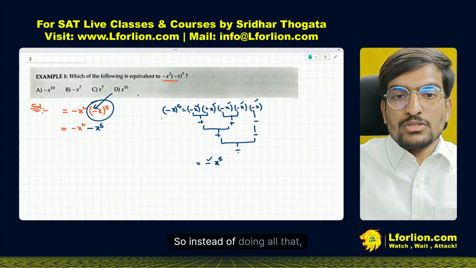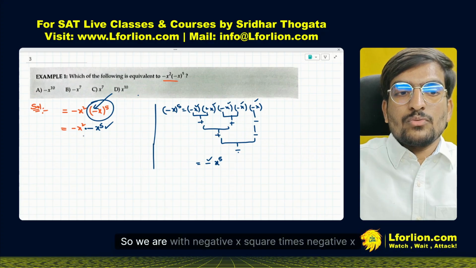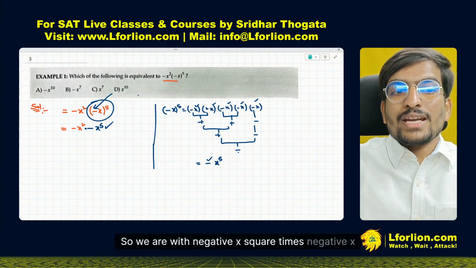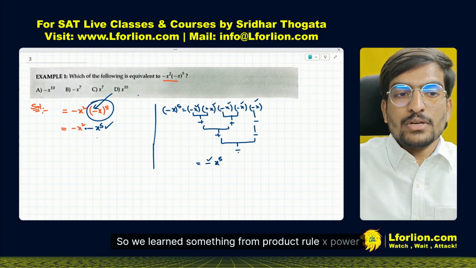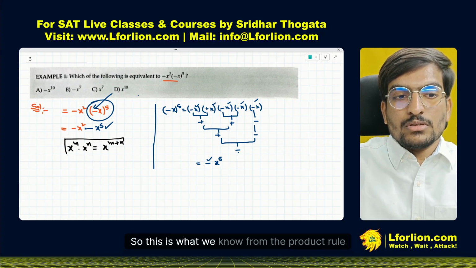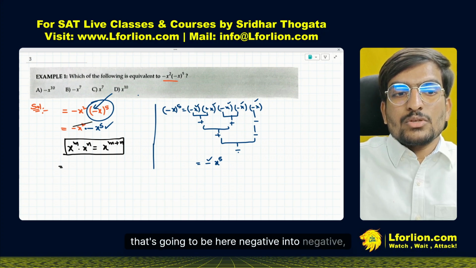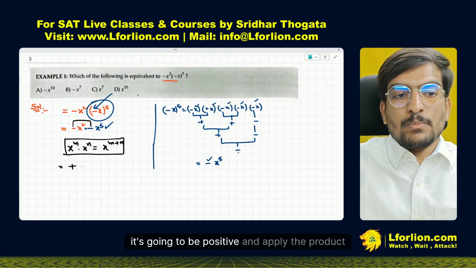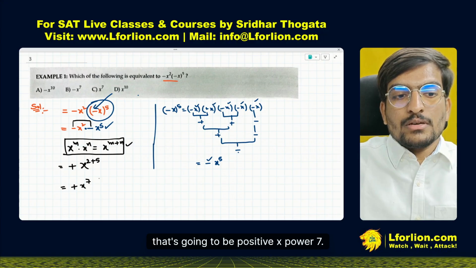So instead of doing all that, the technique is to write it directly. So we are with negative x square times negative x power 5. We learned something from the product rule: x power m times x power n equals x power m plus n. So this is what we know from the product rule. That's going to be here negative into negative, it's going to be positive, and apply the product rule. x power 2 plus 5, that's going to be positive x power 7.